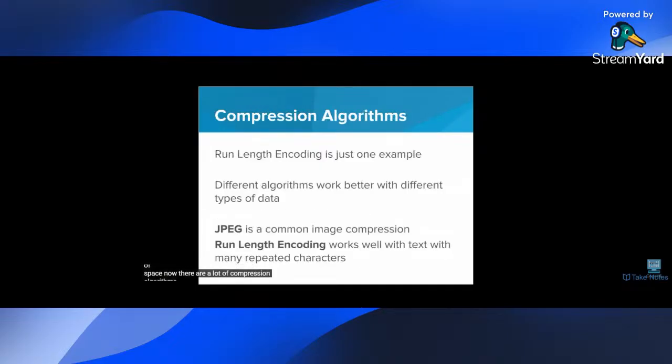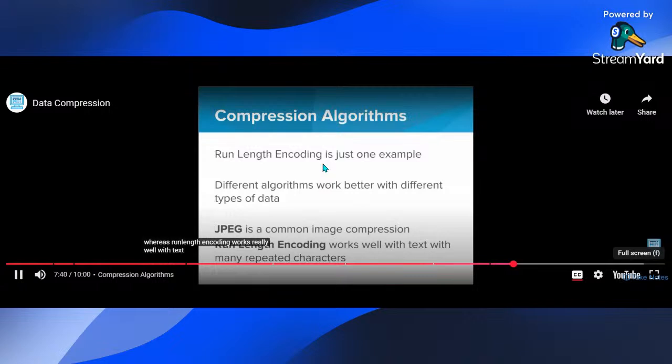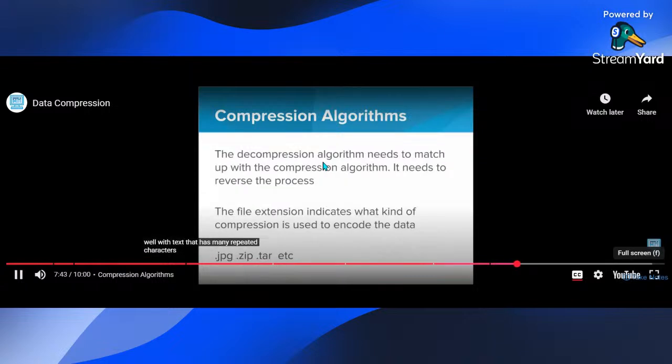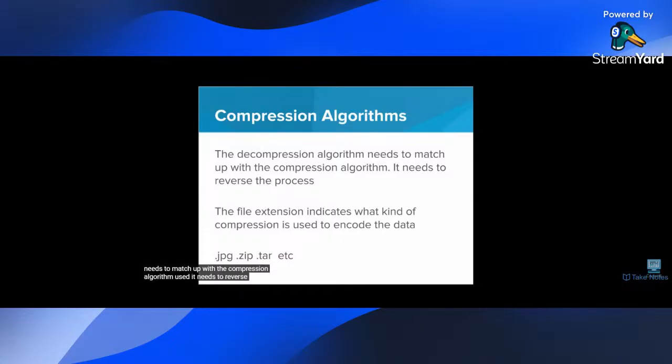Now, there are a lot of compression algorithms. Run-length encoding is just a single example. Finding better and better algorithms to make data smaller is a huge field of computer science. And it turns out different algorithms work better with different types of data. For example, JPEG is a common image compression algorithm, whereas run-length encoding works really well with text that has many repeated characters. Now, one important thing is that the decompression algorithm used needs to match up with the compression algorithm used. It needs to reverse that process.